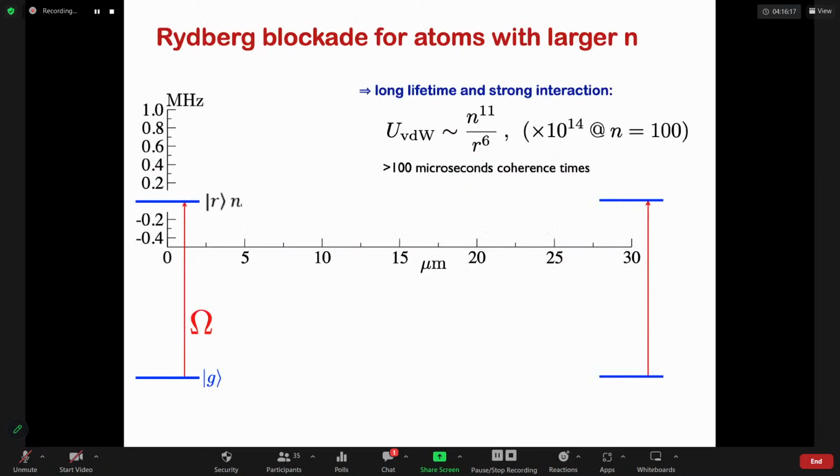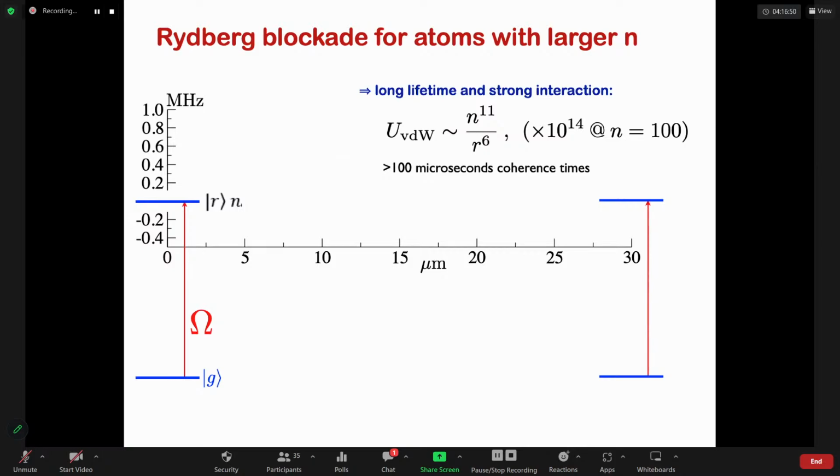Let me talk a little bit about Rydberg atoms. We like Rydberg atoms for two reasons. One is that Rydberg states have relatively long lifetimes, typically hundreds of microseconds, and they also have strong interactions. In particular, the van der Waals interaction between two Rydberg atoms, for example excited in the state with n equals 100, is 14 orders of magnitude stronger than the van der Waals interaction between ground state atoms. So 14 orders of magnitude is a large number, and we can make good use of that.